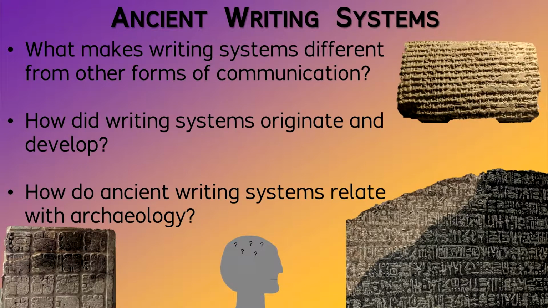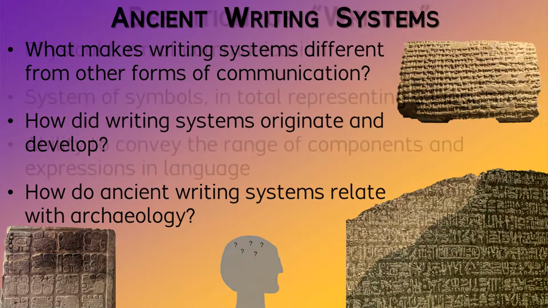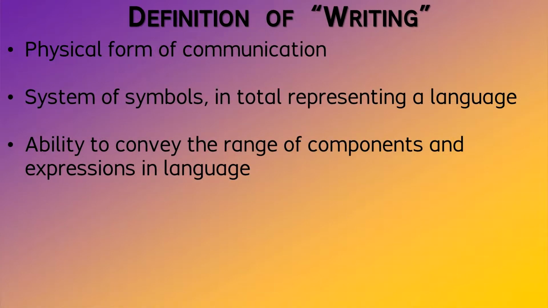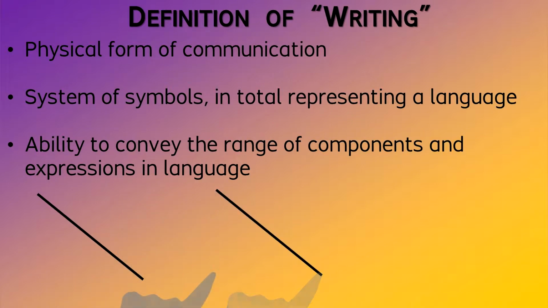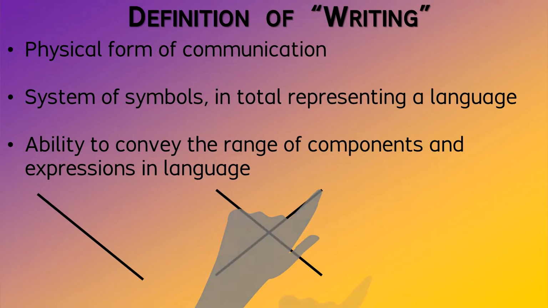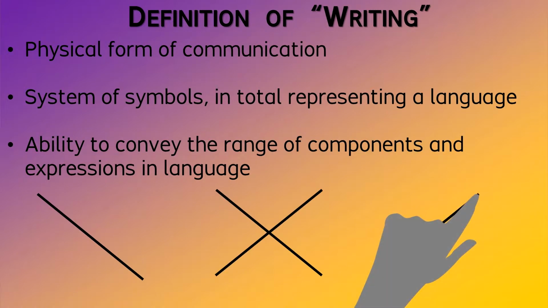This presentation offers a general view of ancient writing systems as a starting point for linking archaeology with ancient history studies. You can think of writing as a physical form of communication using visible symbols. Systems of symbols act in total to represent the concepts, components, and expressions of a language. In the case of writing, symbols are fixed onto a surface of fabric, stone, or other material.